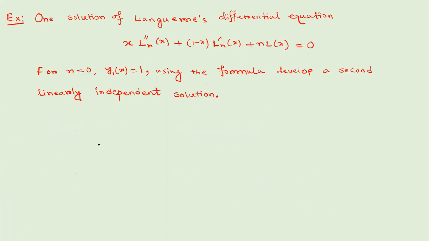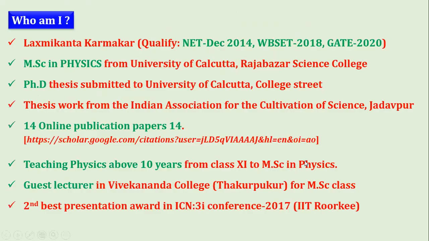And go to the next question. This is your homework. Find the second solution of the Legendre differential equation given here. This is the differential equation for n equals 1, where one solution is y1 of x equals 1. Using this formula, you need to derive the second solution, that is y2 of x. You need to find this using this formula. Very simple. So that's it for today.